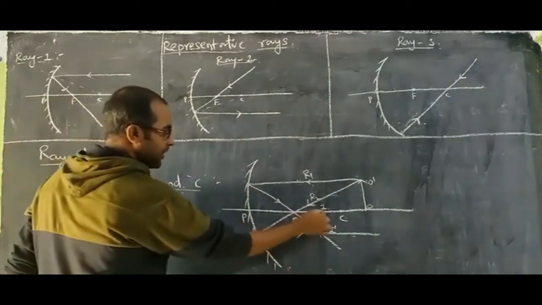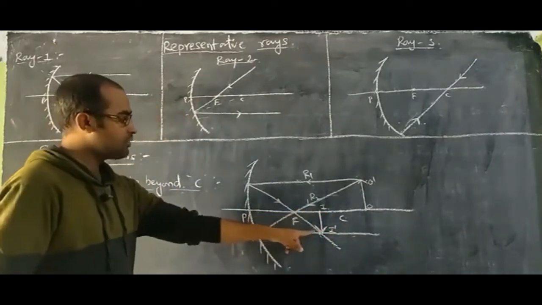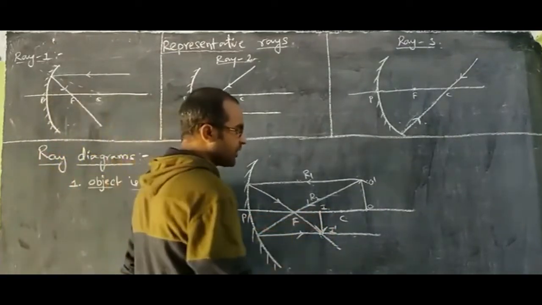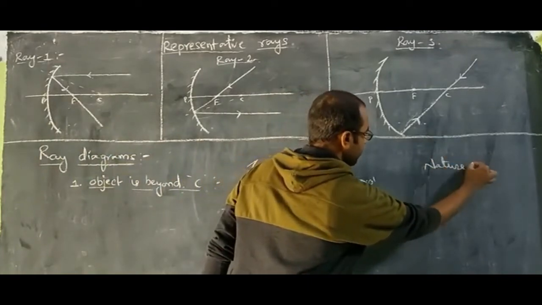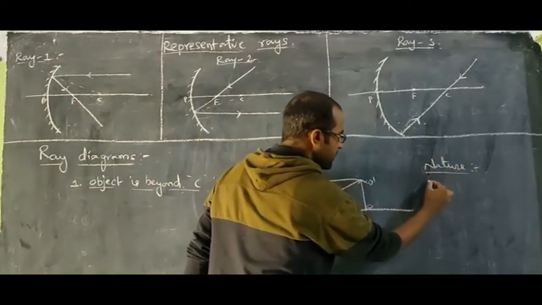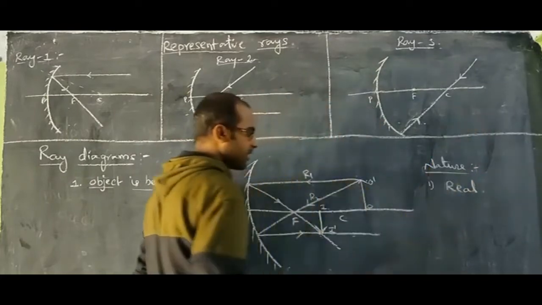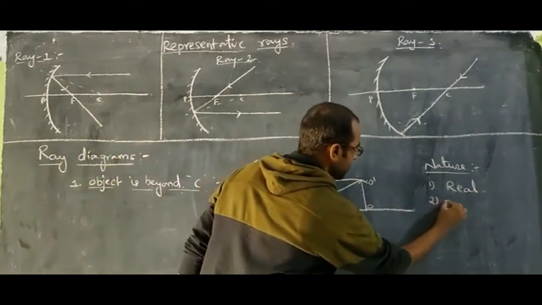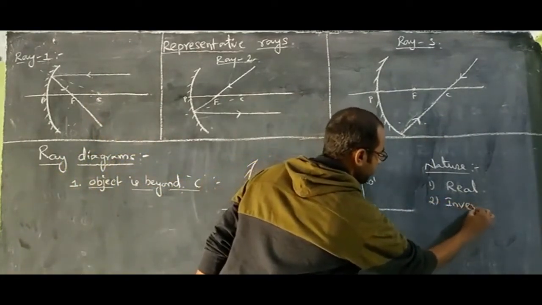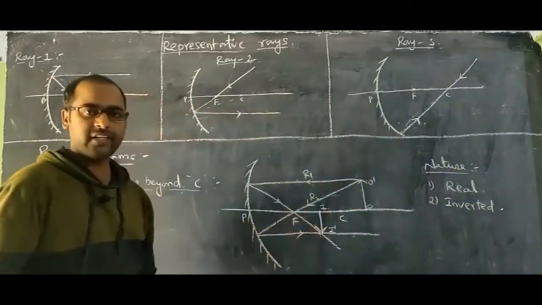Here the image is taken on the screen. This image is formed on the screen, so this is a real image. So what is the nature of the image now? First, it is a real image; it can be taken on a screen. Next, it is an inverted image, upside down, not straight.